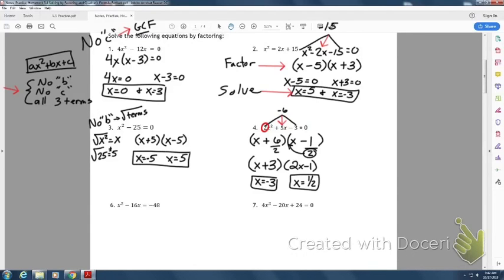Sorry, 6. That has 16 in it. What do I need to do first to this? Set it equal to 0.